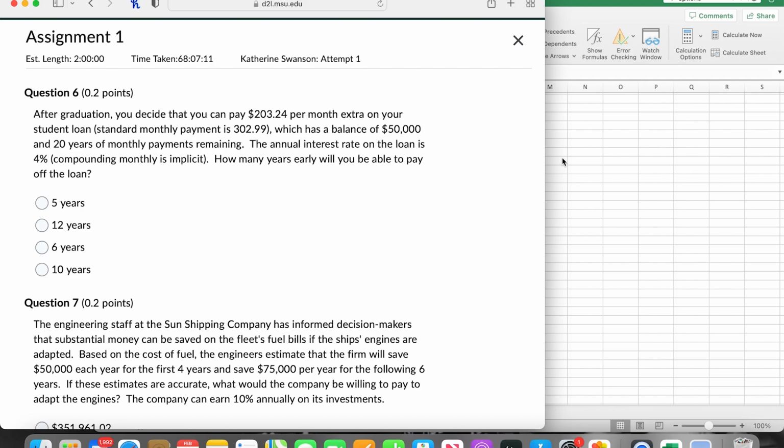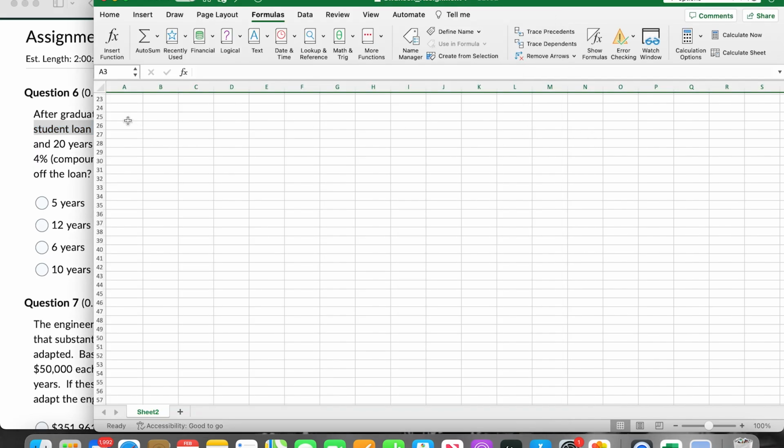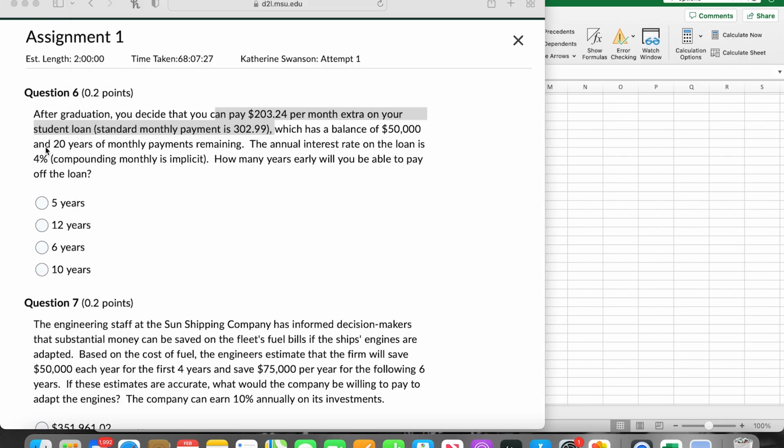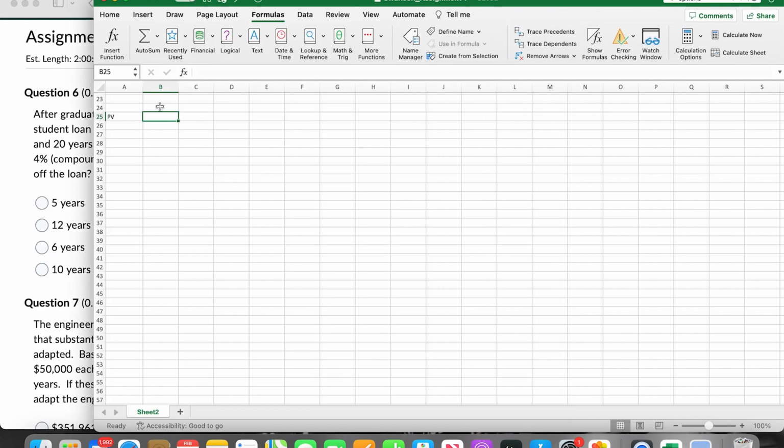So first, let's look at the number of periods that you would be paying if you were to take on this new charge of $203.24 per month on top of the $302.99. So PV, that initial value, was going to be the balance. So $50,000.